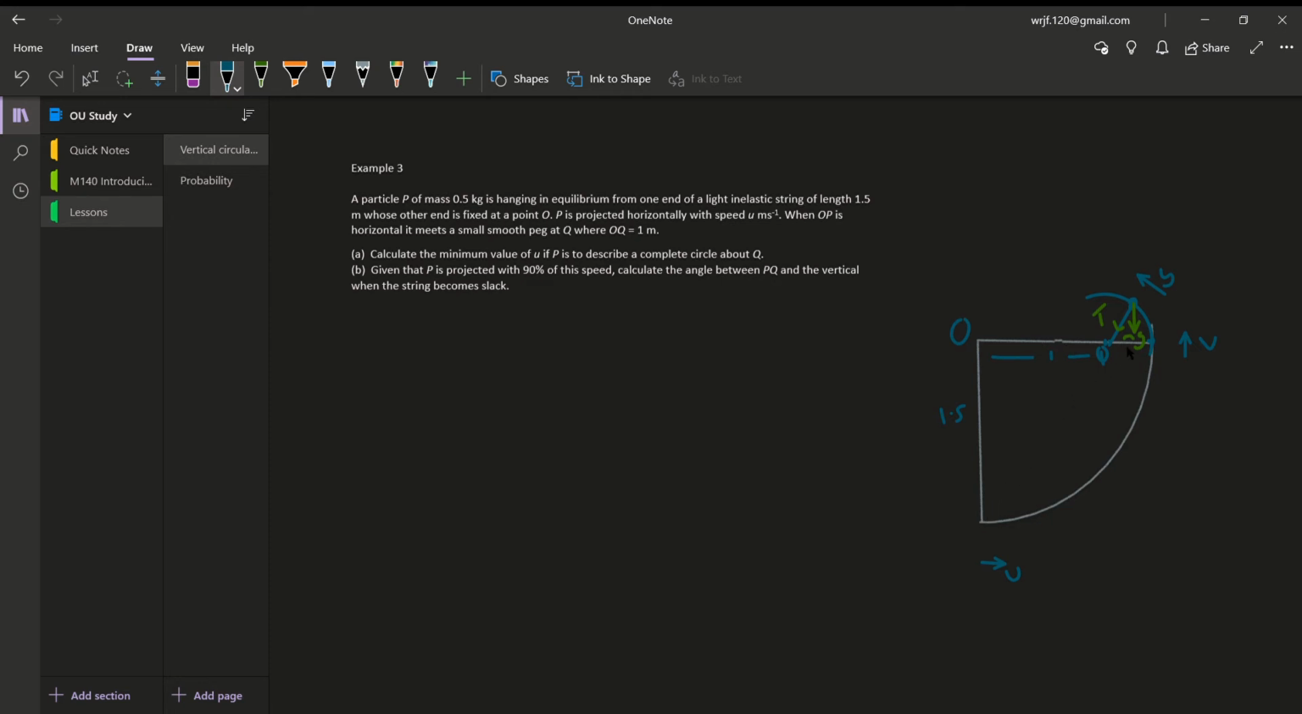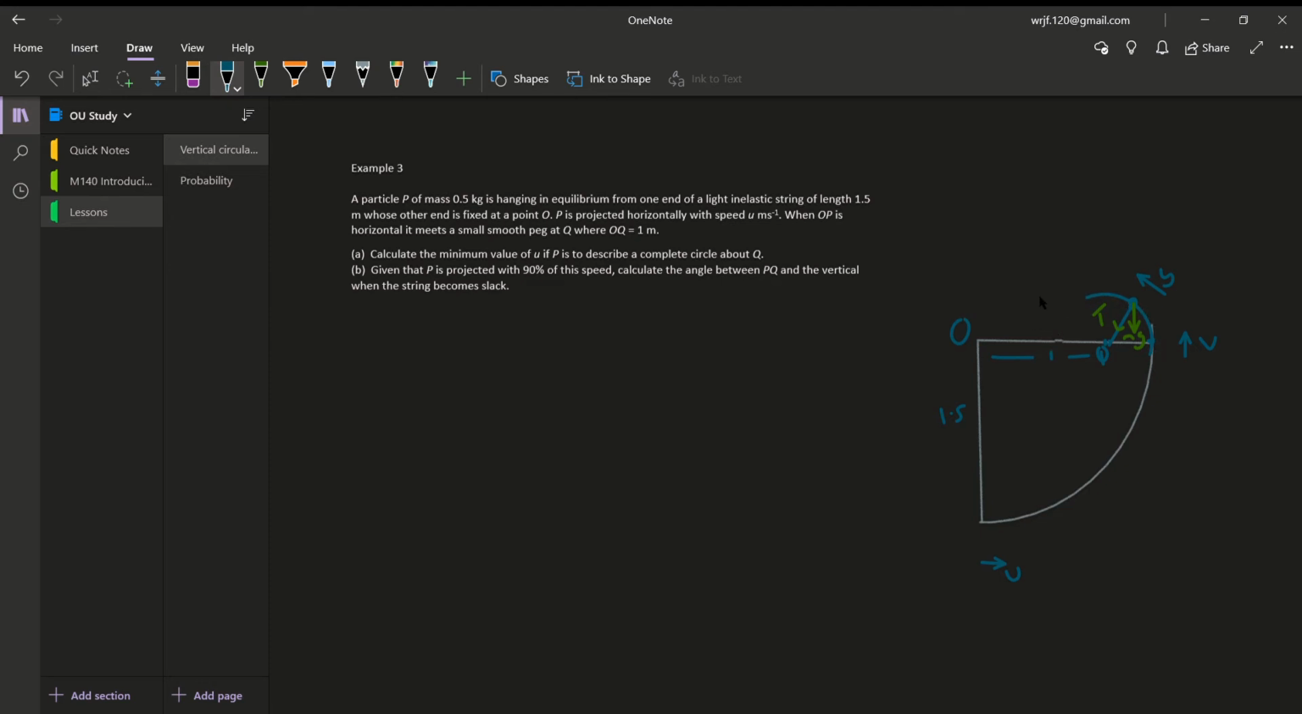What we've got to do is find the minimum value of u down at the bottom, right at the beginning of the whole thing, if P is going to make complete circles about Q, up at the top here, the small circle up here. Okay. So actually, if you think about it, this is just a question of working out what speed we need to be at the horizontal position here when it starts its new, smaller circular motion. What speed do we need to have there to make it go all the way around?